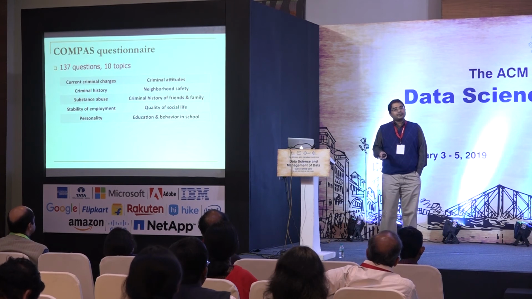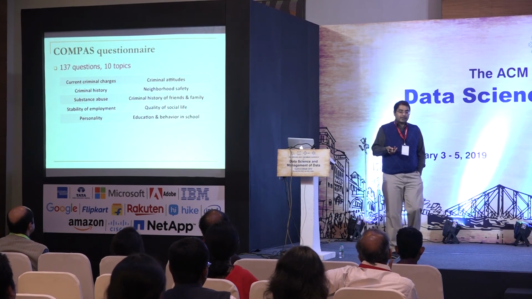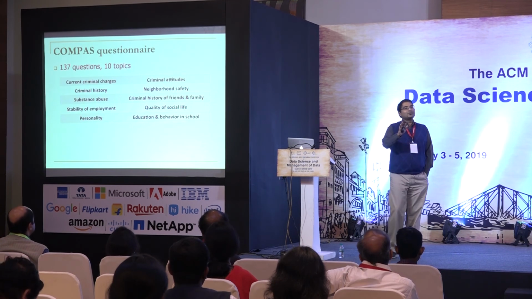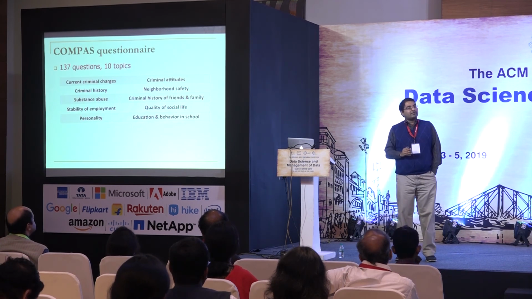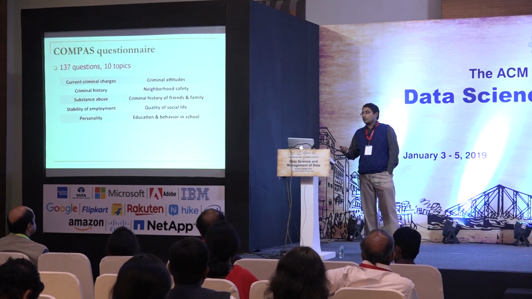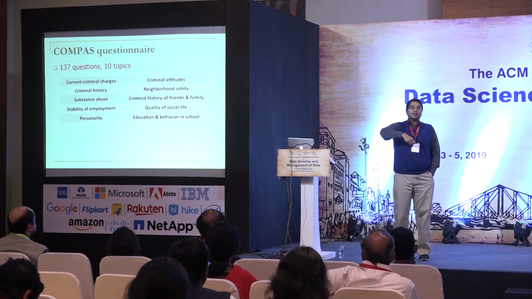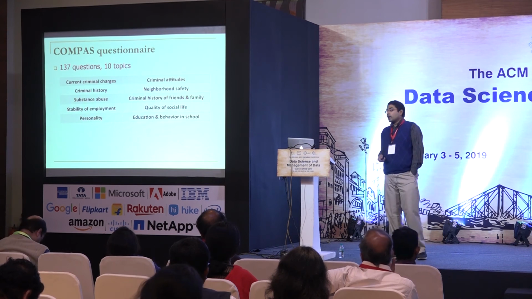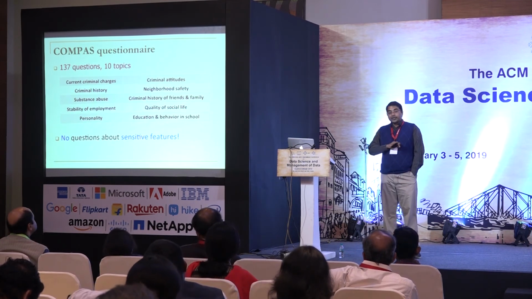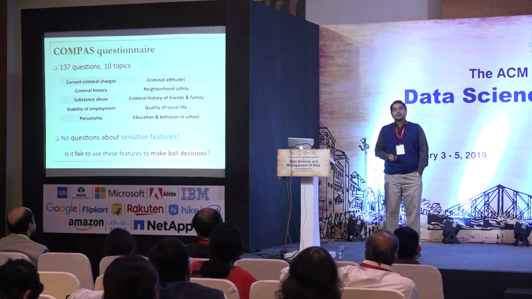They ask questions to the defendants of the form, would you steal if you were hungry? And personality questions. I think it's the quality of social life, which includes questions of the form, how many friends do you have? Those sorts of things. And then they have questions about neighborhood safety. They would ask the defendants where they were living, and they would look at the crime in that neighborhood. These are all potentially features that could be used for prediction, but they're not sensitive. And the question is, is it fair to use all these features to make bail decisions?